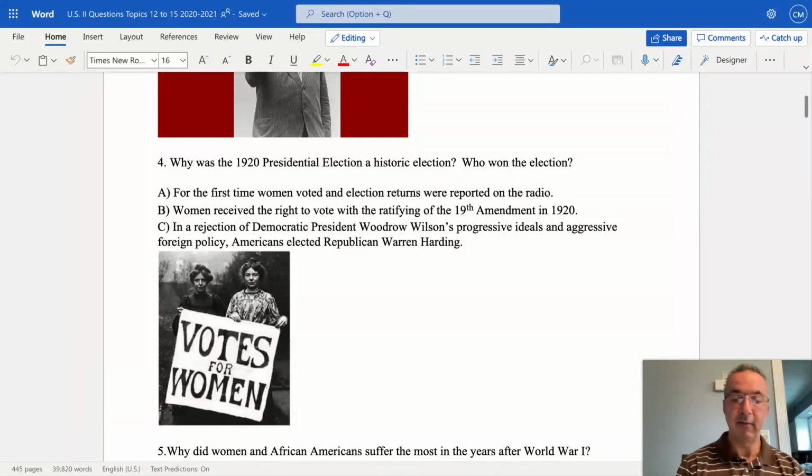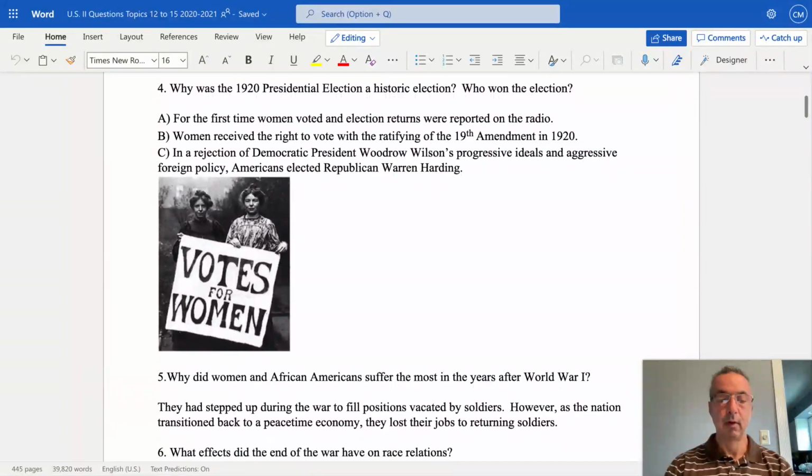Okay, when you think about the aftermath of World War I, why did women and African Americans suffer the most in the years after World War I? Well, during World War I, they had stepped up during the war to fill positions vacated by soldiers. However, as the nation transitioned back to a peacetime economy, they lost their jobs to the returning soldiers. So in many ways, the soldiers were given priority over women and African Americans, seeing as they had put their lives on the line. It seemed natural to many business owners and those who were doing the hiring to put these returning soldiers back into positions within the workforce.